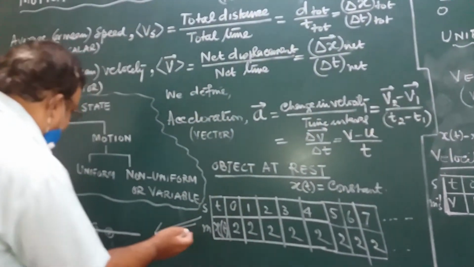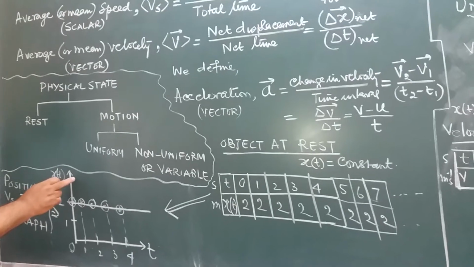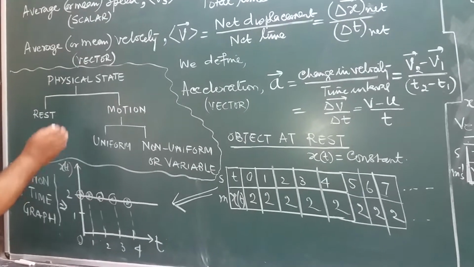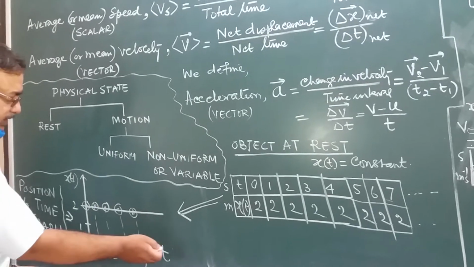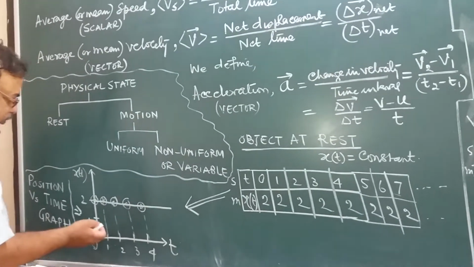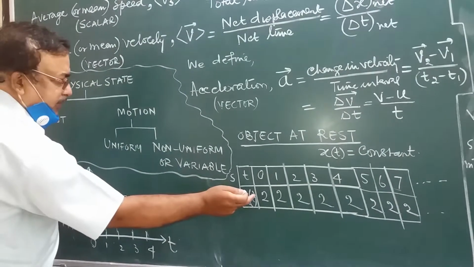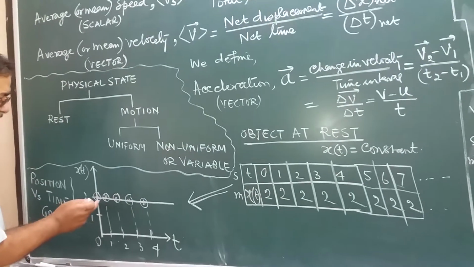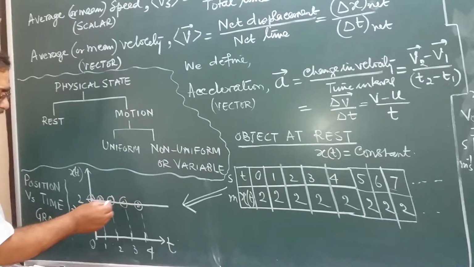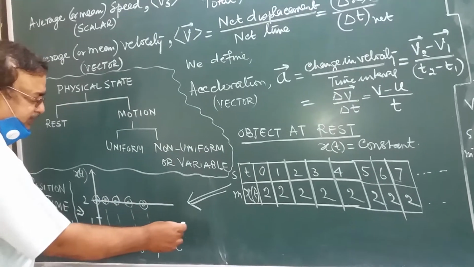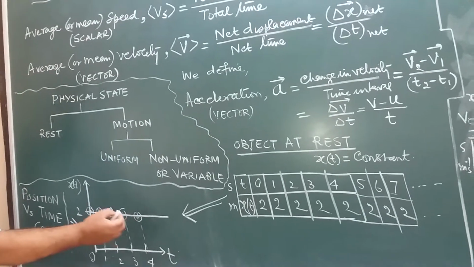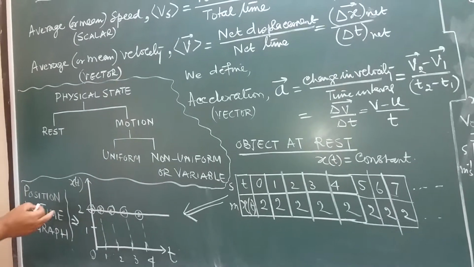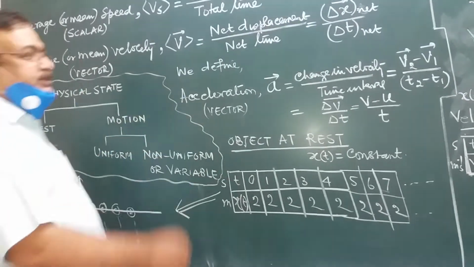So we can plot a graph. The dependent variable is taken along the vertical axis, that is the y-axis, and the independent variable is taken along the x-axis. Clearly, with respect to this data table, the graph comes like this. It is a straight line parallel to the positive time axis. This is called the position versus time graph for an object at rest.